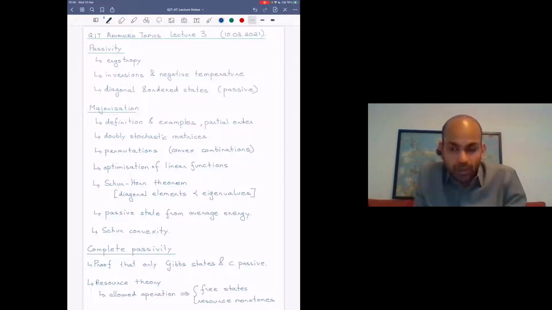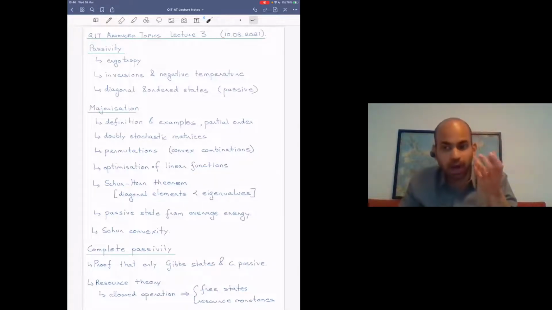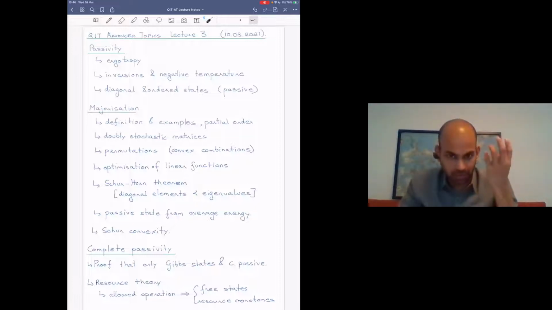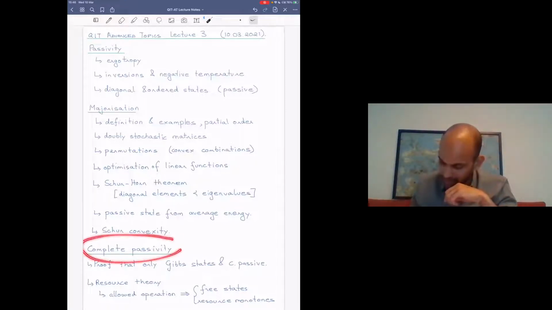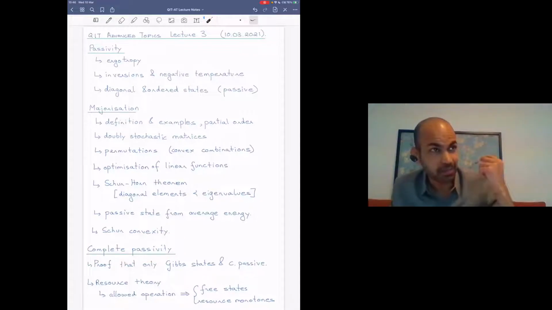In today's lecture, we are going to really talk about mainly the notion of passivity, which is a very important notion in quantum thermodynamics that is essentially based on the concept of how much, or the quantity of how much work you can extract from a quantum system by doing a unitary operation on it. And we're going to start with passivity, which talks about doing a unitary on a single system. And eventually we're going to get to complete passivity, which talks about doing unitaries on many copies of the system.